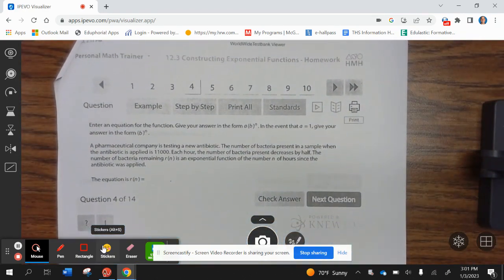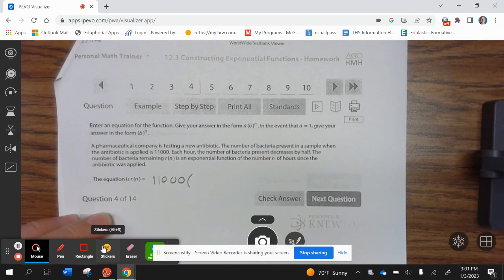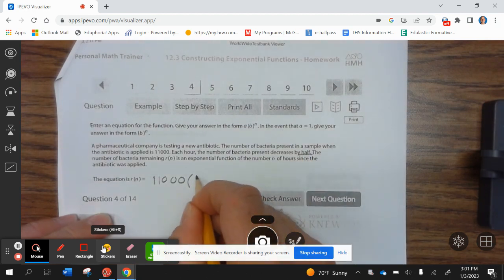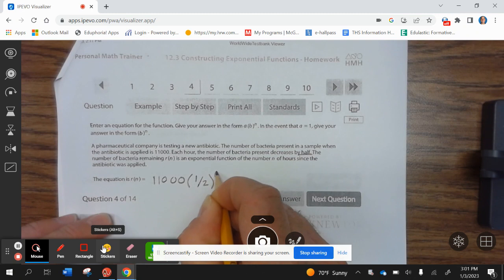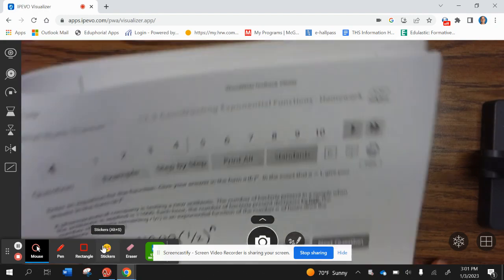Example 4. Enter an equation for the function. Give your answer in the form a times b to the n. In the event that a equals 1, give your answer in the form b to the n. A pharmaceutical company is testing a new antibiotic. The number of bacteria present in the sample when the antibiotic is applied is 11,000. However, the number of bacteria present decreases by half. The number of bacteria remaining, r of n, is an exponential function of the number n of hours since the antibiotic was applied. So the equation is the initial value, 11,000. Now, it says half right there. So that's 1 divided by 2 to the n. All right, go ahead and finish up example 4.